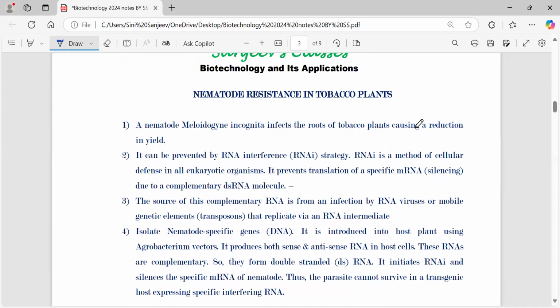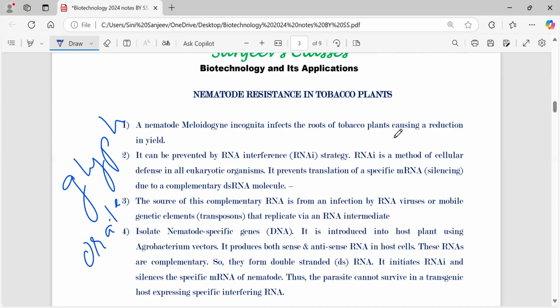So to make it resistant to the nematodes, there was a technology used in biotechnology which is called RNA interference, that is RNAi. So the first transgenic plant, which was the tobacco, contained what? A resistance gene against the herbicide. And that herbicide name was what? Glyphosate. So to do this, they use the process which is called RNA interference.